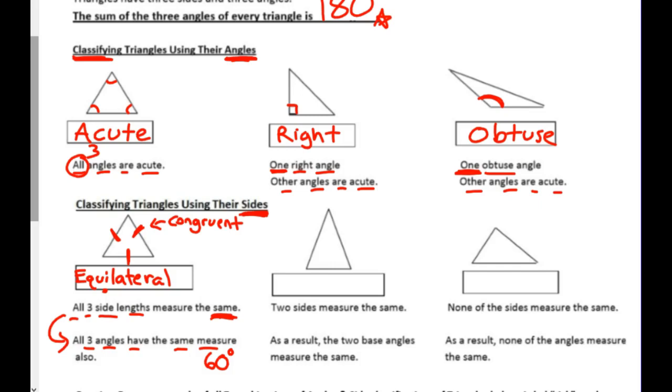Okay, the second triangle, what if only 2 sides are the same? Okay, so I'm going to label 2 tick marks. Alright? Now, 2 tick marks means 2 sides are the same. Also, 2 base angles are the same. So I'm going to put an arc here and an arc here. I want everyone to see 2 congruent sides gives you 2 congruent angles, and that's called isosceles. Isosceles.